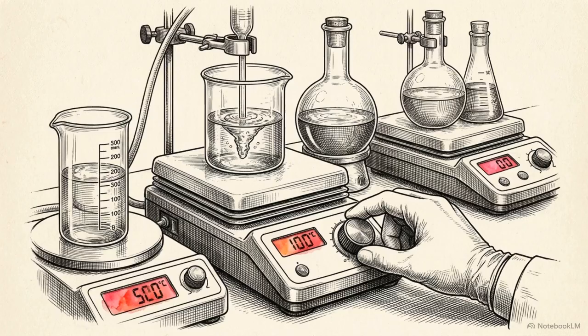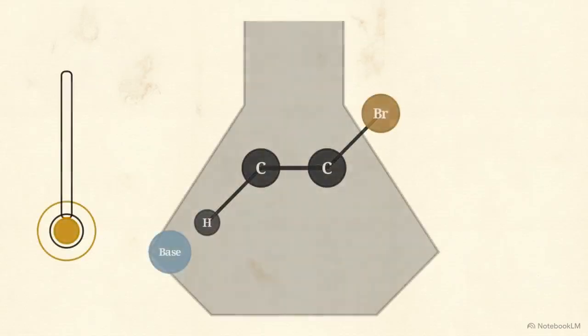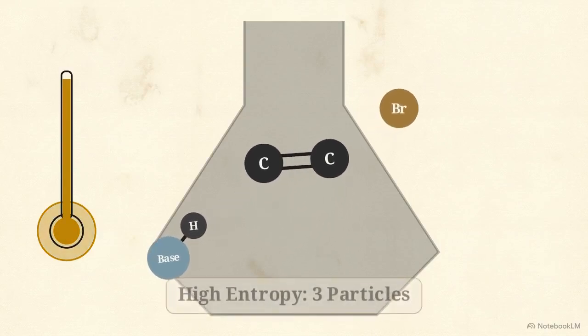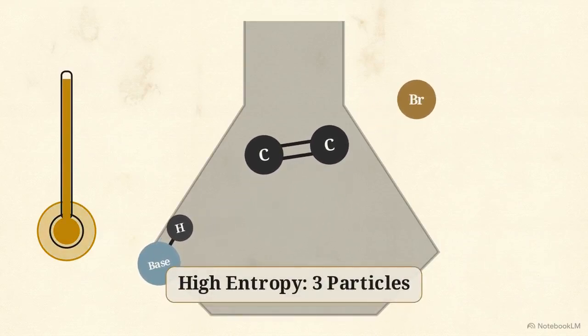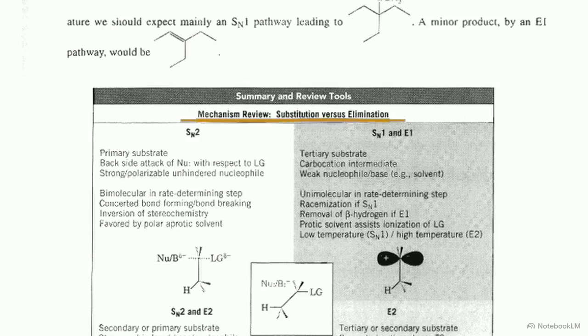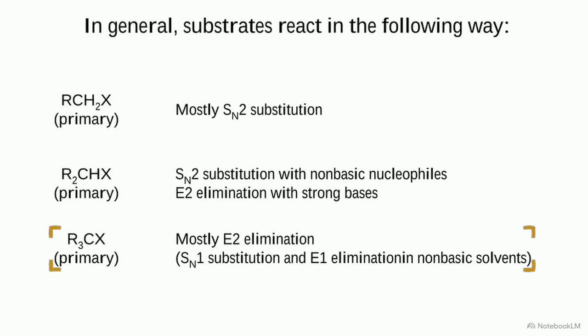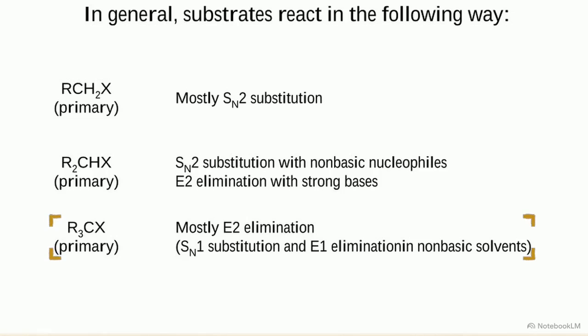Synthetic strategy involves manipulating environmental variables to favor one reaction pathway over another. Higher temperatures increase the kinetic energy of the system, which selectively favors the higher entropy of elimination reactions. This mechanism review table compares how choosing specific solvents, like polar aprotic versus protic, either activates or suppresses the nucleophile. The structure of the target molecule also provides a guide. Simple primary carbons favor substitution, while crowded tertiary carbons favor elimination and unstable intermediates.